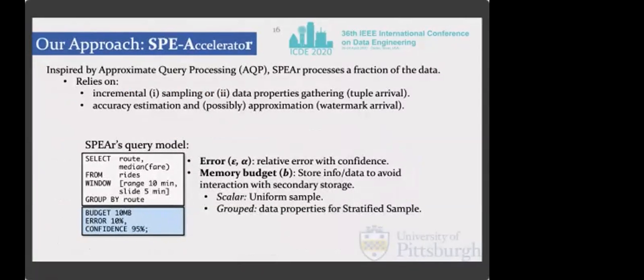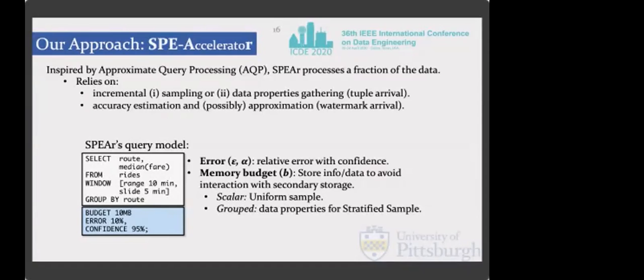Inspired by approximate query processing, or AQP, SPER maintains performance by processing a fraction of the data. SPER's queries require an accuracy specification, which consists of an error and a confidence. Accuracy works as an upper bound for the allowed error when window results are approximated. In addition, a memory budget B indicates the space that each SPE worker is allowed to use for approximation.